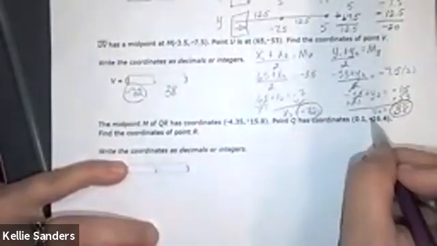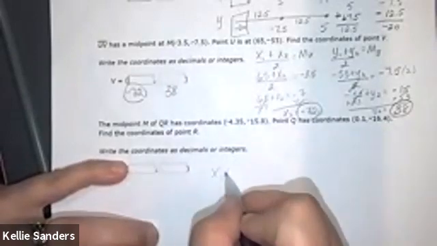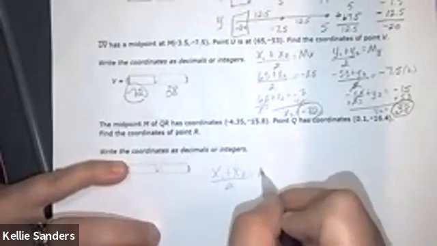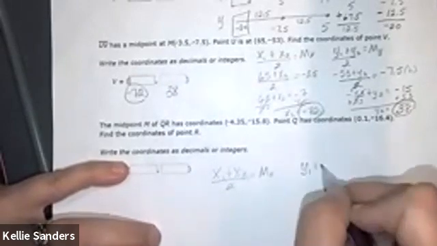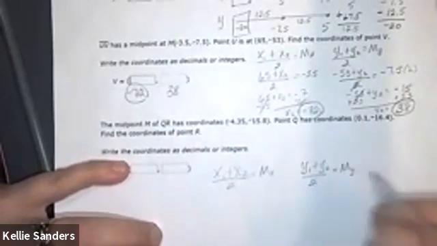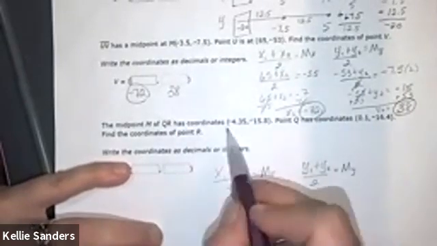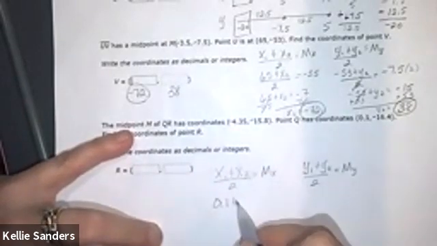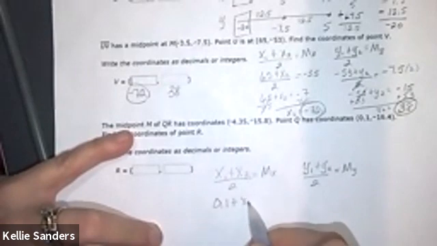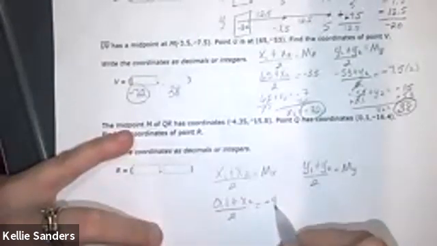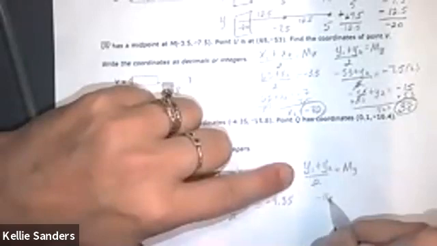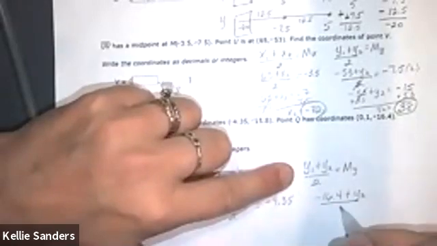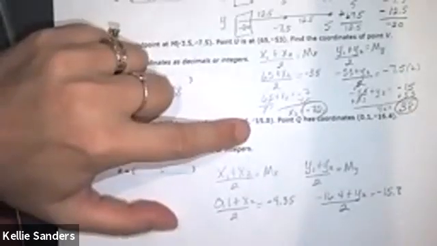Negative, negative, negative. X1 plus X2 divided by 2 will give us our midpoint of X. Y1 plus Y2 divided by 2 will give us a midpoint of Y. So 0.1 plus we don't know divided by 2 will give us negative 4.35. Let's go ahead and set this one up. Negative 16.4 plus we don't know divided by 2 equals negative 15.8.